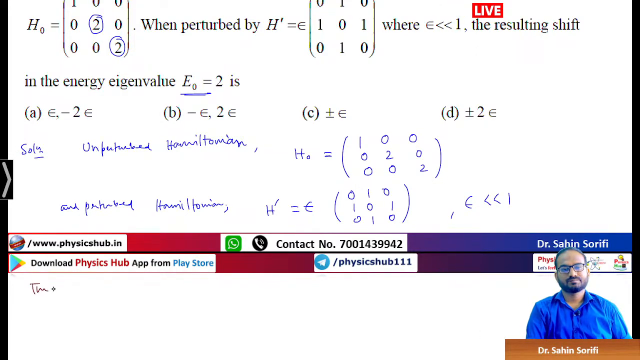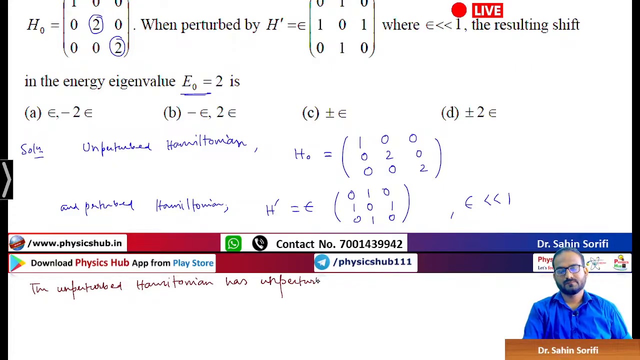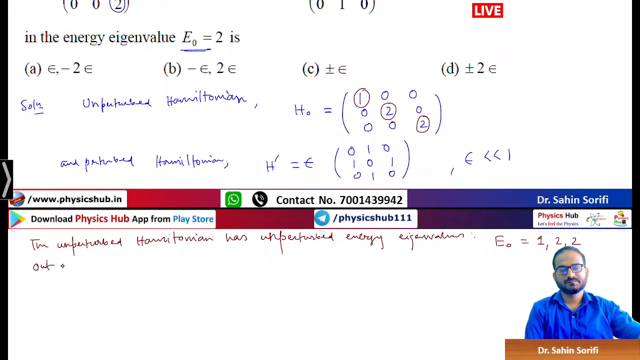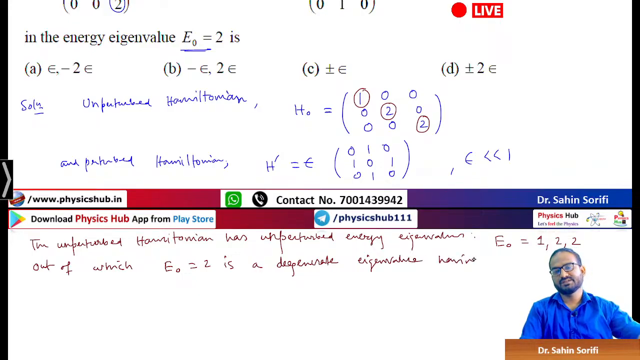The unperturbed Hamiltonian has unperturbed energy eigenvalues E0 equals 1, 2, 2, the diagonal elements are the eigenvalues, out of which E0 equals 2 is a degenerate eigenvalue, having degeneracy 2. Okay.